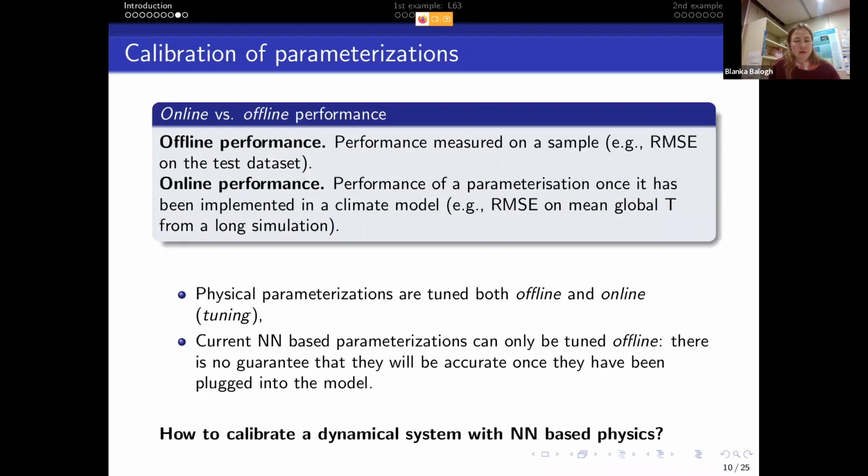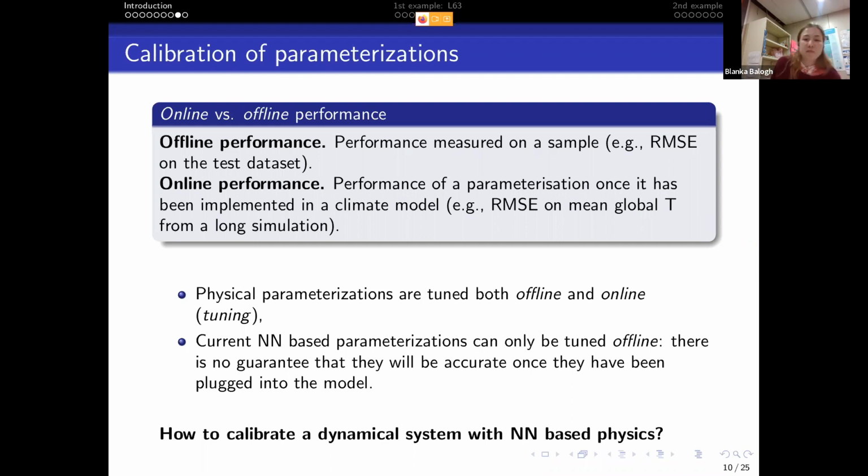There is one distinction that I would like to make at the beginning, which is very important to quantify the performance of a climate model and the parameterization. There are two ways, at least, to evaluate a physical parameterization's performance. The first one is the offline performance. This is a performance that can be measured on an external sample. Offline performance is what we compute traditionally on neural networks after the training, on a test data set. So this is one thing. But what really interests us is the online performance, which is the performance of the parameterization once it has been implemented into the climate model.